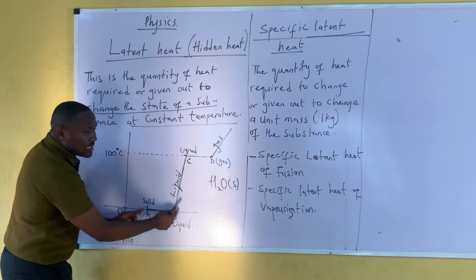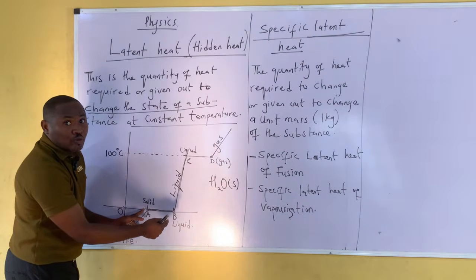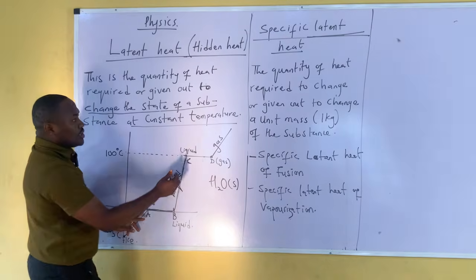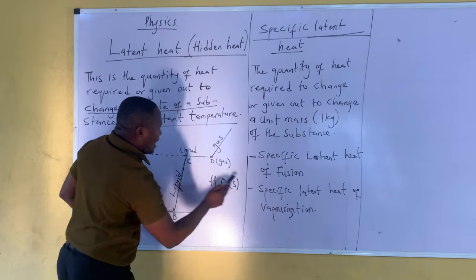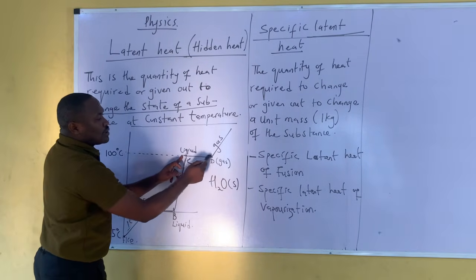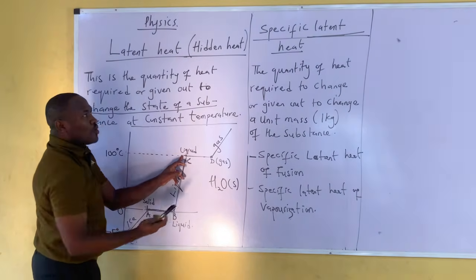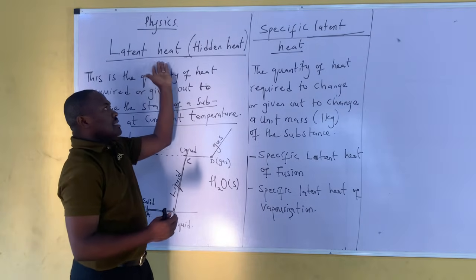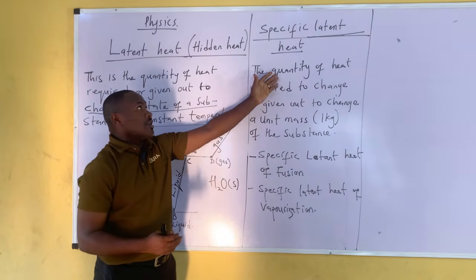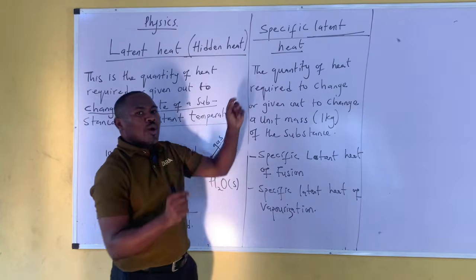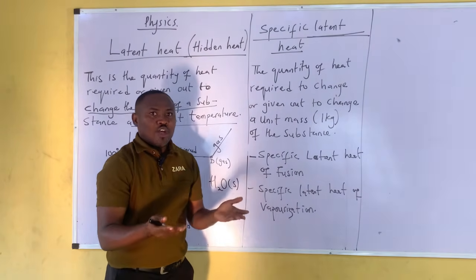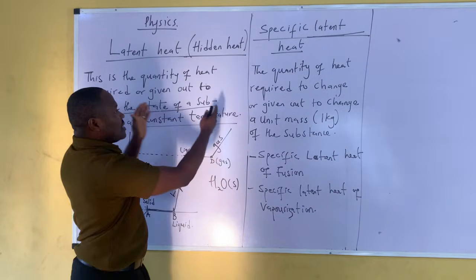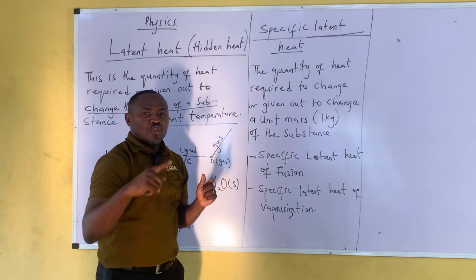Here is latent heat of fusion. That's melting. Melting is fusion. You see it here. We have specific latent heat of fusion, and here you have latent heat of vaporization. Now, what is the difference between just latent heat and specific latent heat? We'll say once it involves a unit mass of the substance, it becomes specific. So the difference between this and this is that there is not an addition of a unit mass.